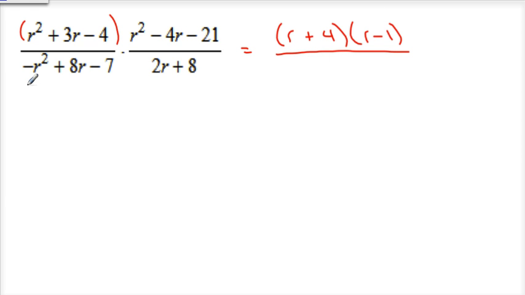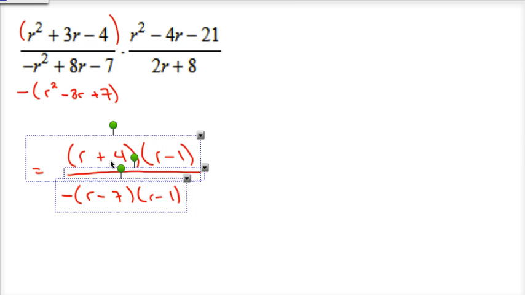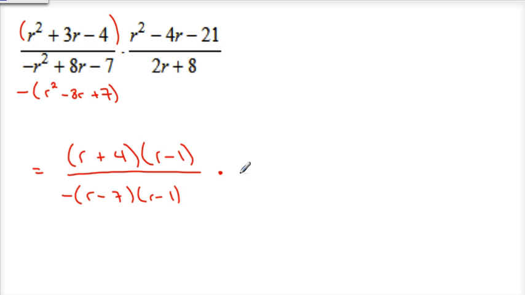Here in your denominator, you have a negative here. If you want to make this a little bit easier, you don't have to, you can factor out the negative. So this becomes r squared minus 8r plus 7, and then factor this. What do you get when you factor this? r minus 7 times r minus 1. So I got r minus 7 times r minus 1. Don't forget the negative in the front. Okay. Times, I'm going to bring this down, times my numerator here in my second fraction.